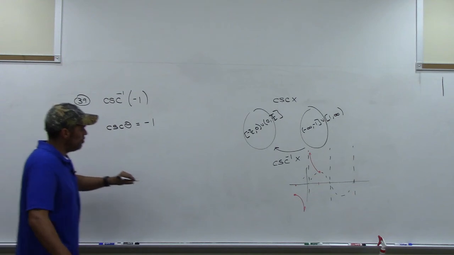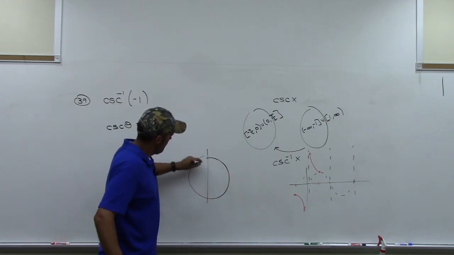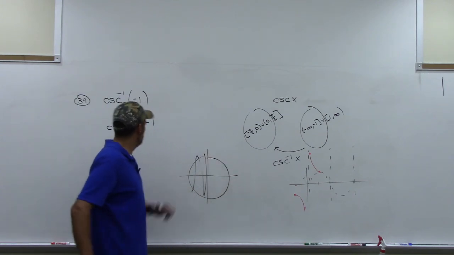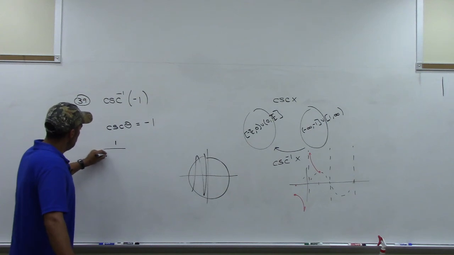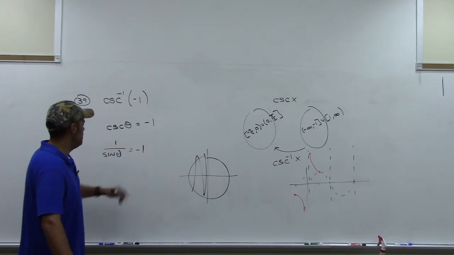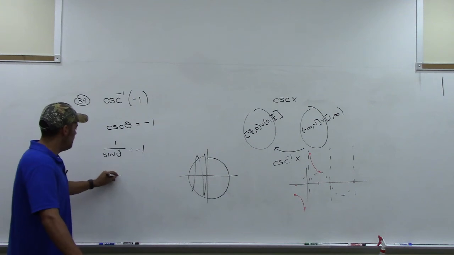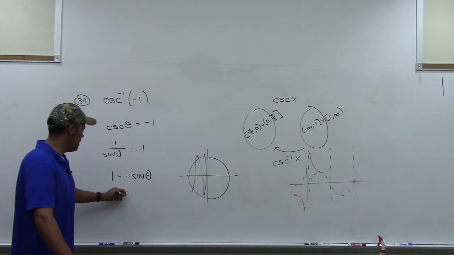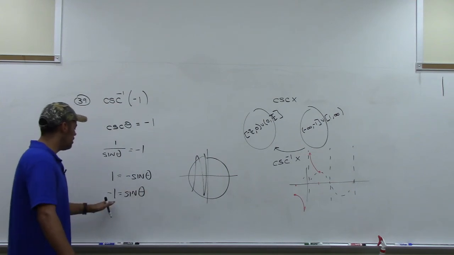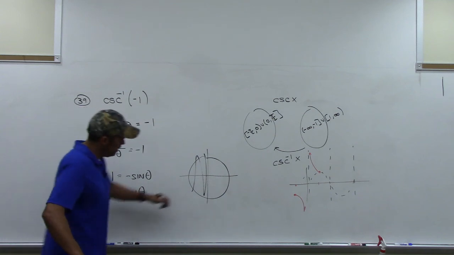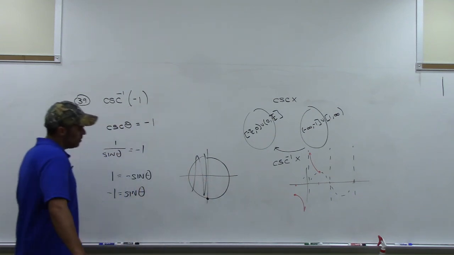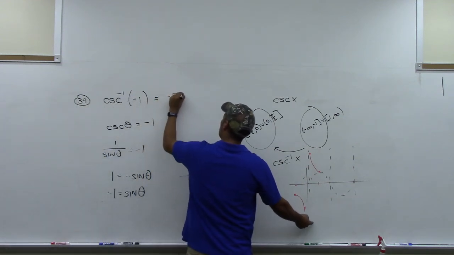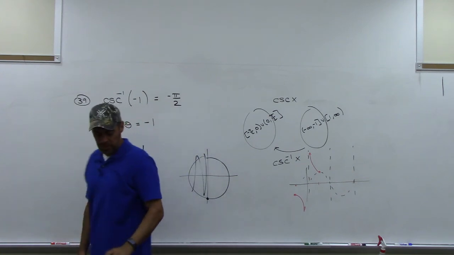And you're restricted between negative pi over 2 and pi over 2, but we can't be at 0 either. And then I said this is 1 over sine theta equals negative 1. Multiply both sides by sine theta, then divide by negative 1. So negative 1 equals sine theta. So you're really asking yourself, where on the unit circle is the y-coordinate negative 1? And that's going to happen here. That's at negative pi over 2. So 2 ways to do it. Just look at the cosecant function or do this algebra to get to the same result.